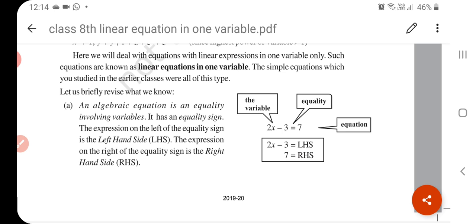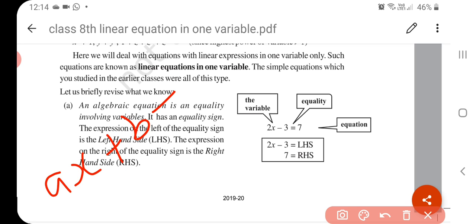Okay, the process of forcibly isolating the variable on one side of the equal sign, usually the left side, is called solving the equation for that variable. A simple linear equation in one variable is of the form ax + b = c. In a general way you can say that the simple linear equation is in the form ax + b = c.